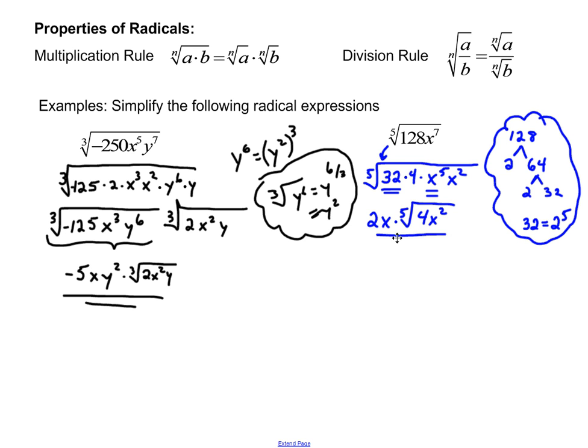Now nothing else can really be done to reduce this radical because there are no more perfect fifth power factors underneath the radical, and so we're done. This would be considered simplified form for this radical expression. More to come in the next video.